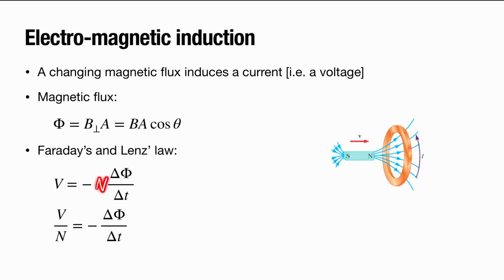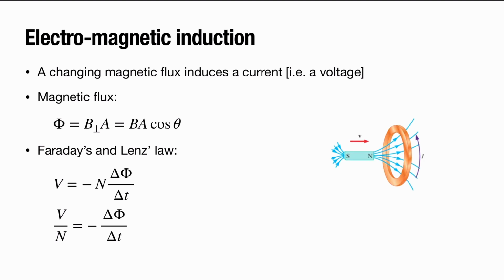But if you have N equals 1, if you have one loop, then N equals 1. If you have 10 loops, N will be equal to 10. Now, that number of loops times the amount by which the magnetic flux changes with time gives you the voltage.